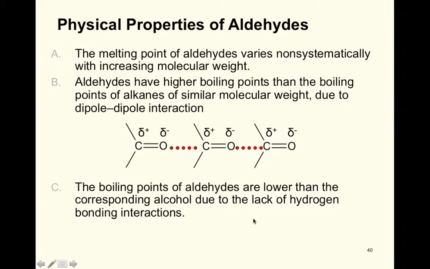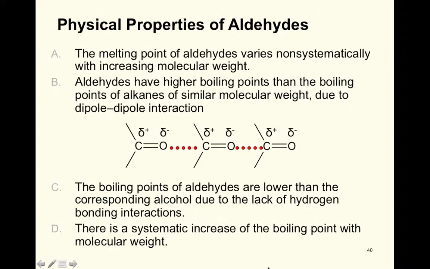The boiling points of aldehydes are lower than the corresponding alcohol due to the lack of hydrogen bonding. So what this tells us is we do have 2 intermolecular forces now mentioned. Up here we have the dipole-dipole interaction that happens with aldehydes, but we're also looking at the hydrogen bonding of alcohols. So what they've done is they've ranked them for us. We now know that hydrogen bonding is a much stronger intermolecular force than dipole-dipole interaction. That's what this is telling us also.